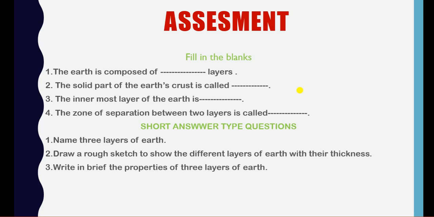Now we have an assessment. First, the earth is composed of dash dash layers. The solid part of the earth's crust is called dash dash. The innermost layer of the earth is called dash. The zone of separation between two layers is called dash. You can give the answers if you have clearly watched the presentation.